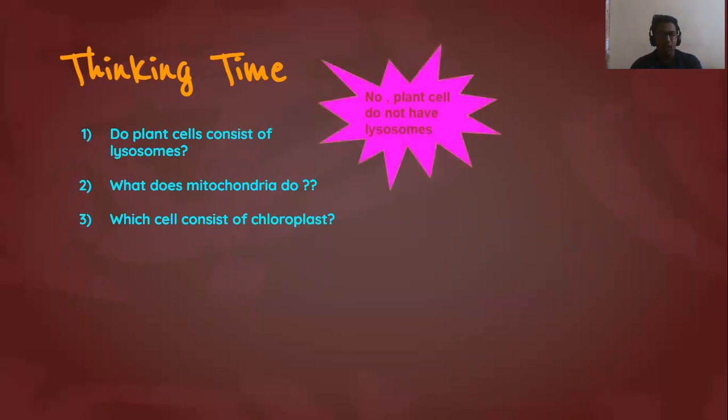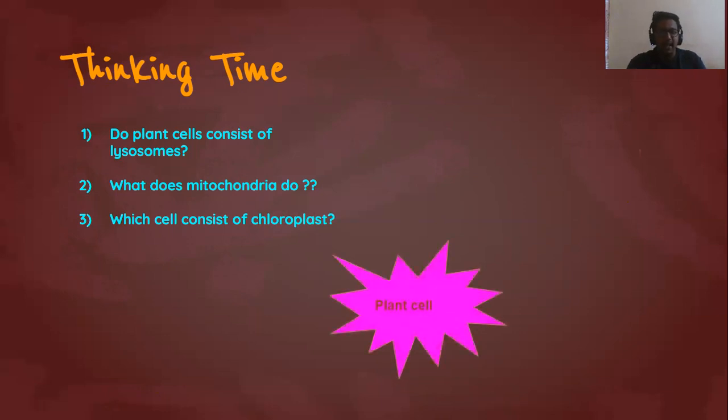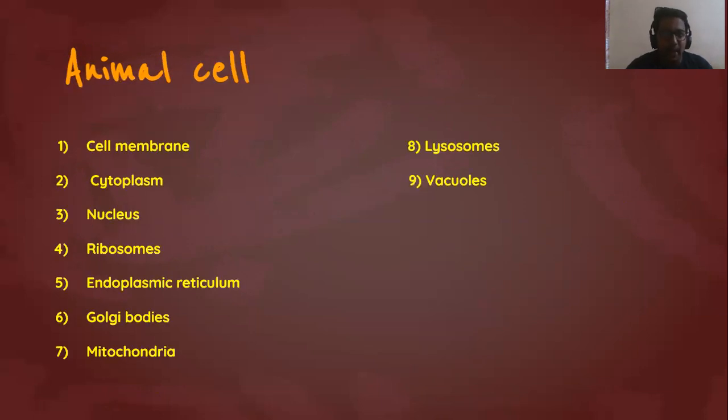The first answer is no. Plant cells do not have lysosomes. Only animal cells have lysosomes. What is the second? What does mitochondria do? Mitochondria gives energy to that cell. Which cell consists of chloroplast? It is plant cell. Why? क्योंकि plant को खाना बनाना है, उसको photosynthesis करना है. We don't have to do photosynthesis, so we don't need it. So these were the 9 parts of the animal cell. Plant cell had 10 parts. Stop the video here or take a screenshot, whatever you feel like.